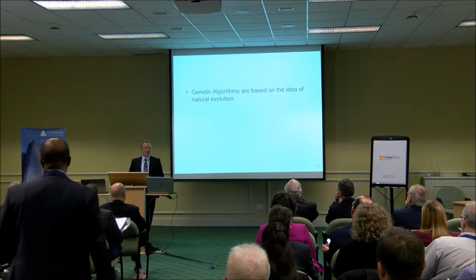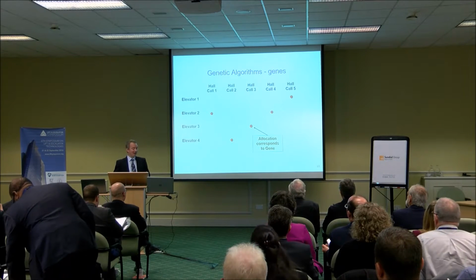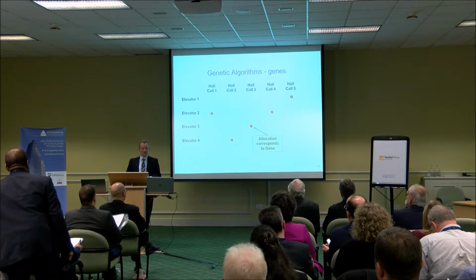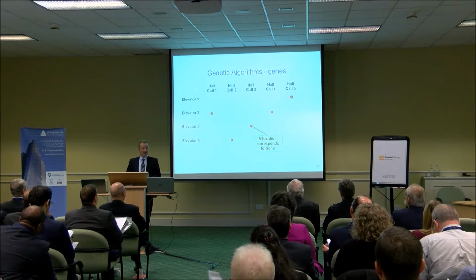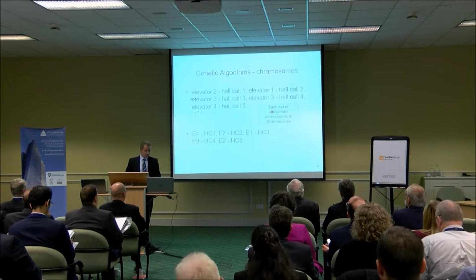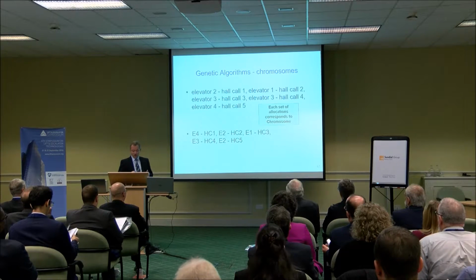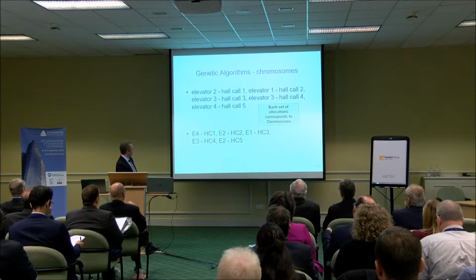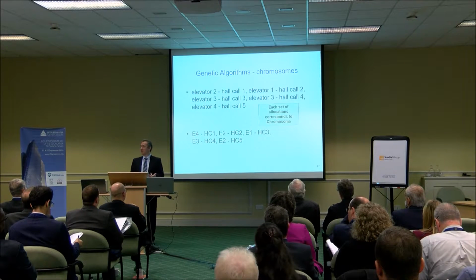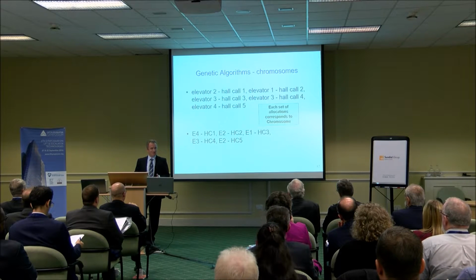Genetic algorithms are about the idea of natural evolution. So one of these allocations of an elevator to a hall call corresponds to a gene, and the group together corresponds to a chromosome. We might start by describing it like this. We've got a set of lifts, and that corresponds to a chromosome. It's an allocation of lifts to calls. It's not necessarily the best one, but it is one possibility.